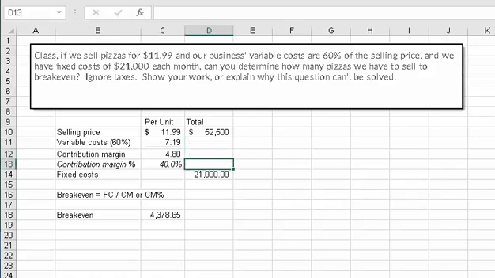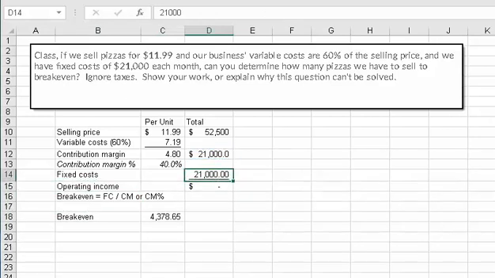You could go right to contribution margin because contribution margin is going to be 52.5 times the 40%, right? And since fixed costs are $21,000, if you were to calculate operating income, you would get break even. Okay, so that's one way to solve this. And by the way, let's format this a little bit better. Put a comma, no decimal places, and then it looks correct.